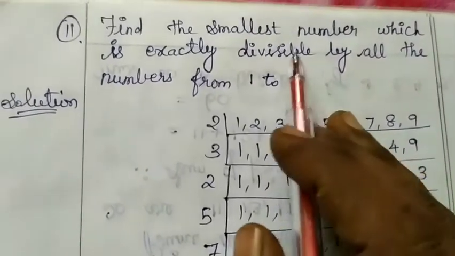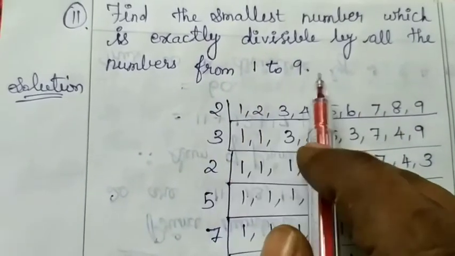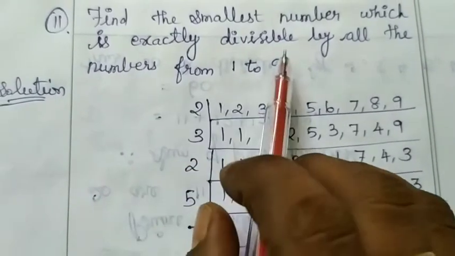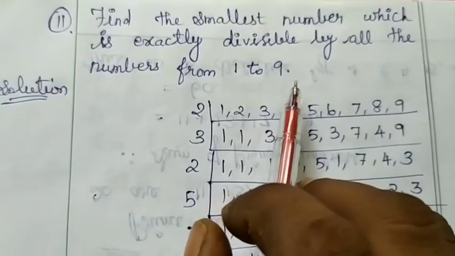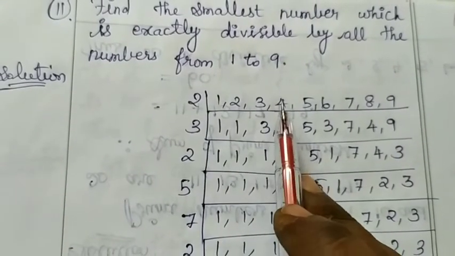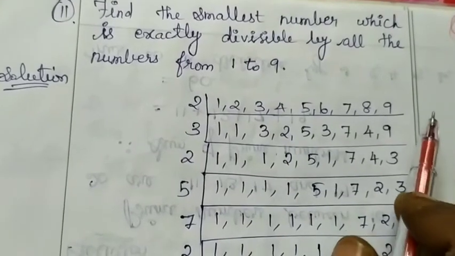Okay, find the smallest number which is exactly divisible by all the numbers from 1 to 9. Okay, find the smallest number which is exactly divisible by all the numbers from 1 to 9. So first we take the numbers 1, 2, 3, 4, 5 up to number 9. Okay, so find that smallest number.